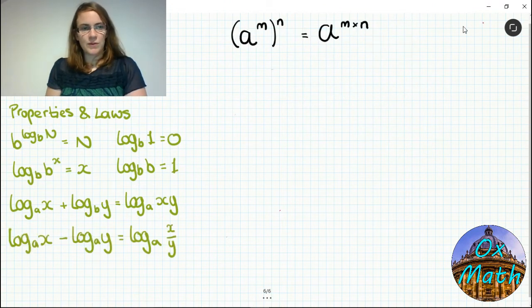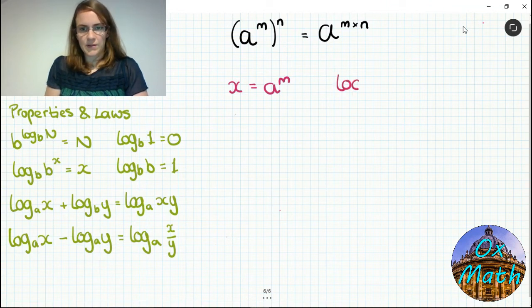Our final law of logarithms then comes from our third law of indices, which says that if you have a power raised to another power, you multiply the powers. So again, we are going to let a to the power m equal x. We are going to call it x. This time we don't need a y. A rearrangement of this using log laws tells us that log base a of x is equal to m.